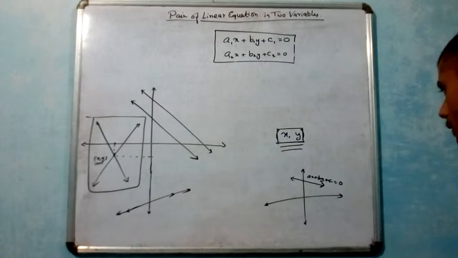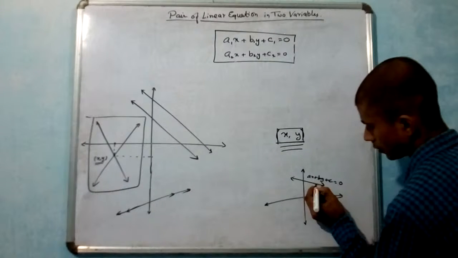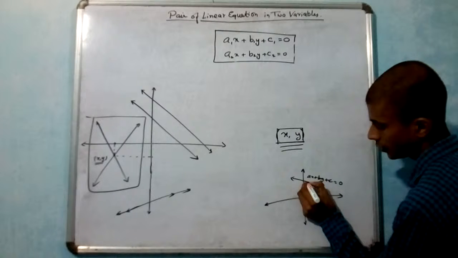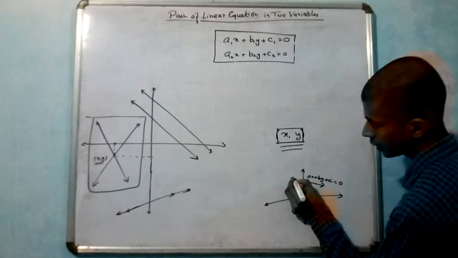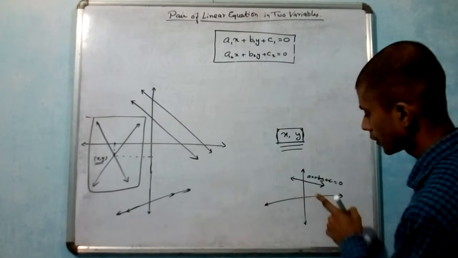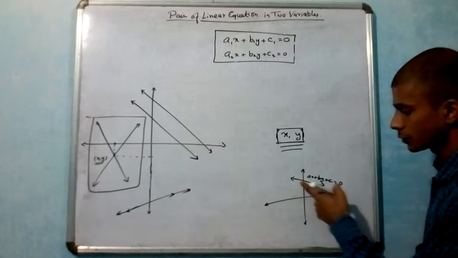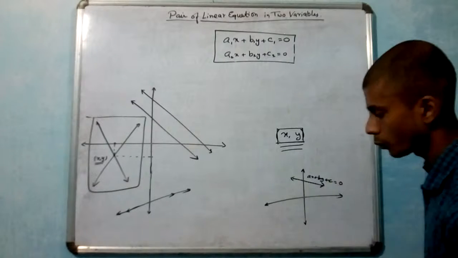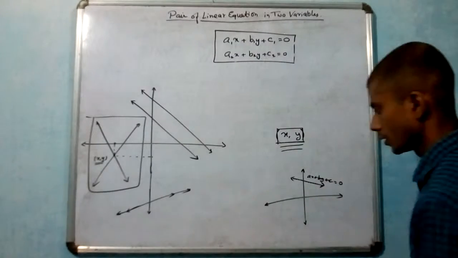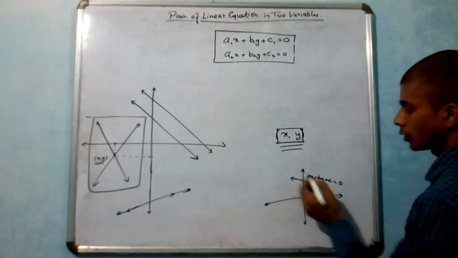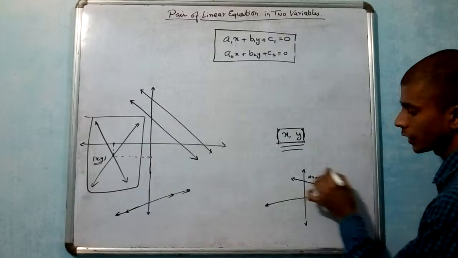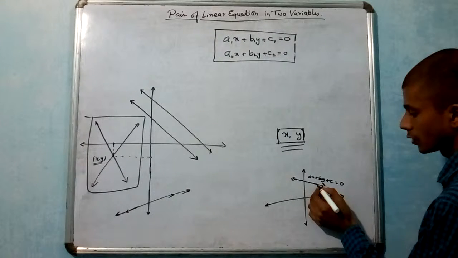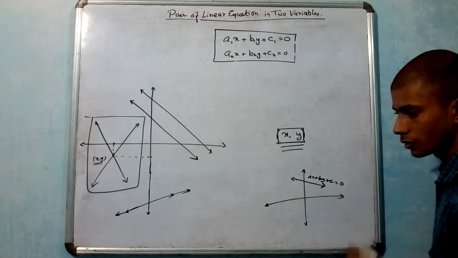Now my question is, not a question actually, understand: each and every point on the straight line, how many points is this straight line made up of? Infinite number of points. And I just told you that each and every point on the Cartesian plane has coordinates, an x coordinate and a y coordinate.